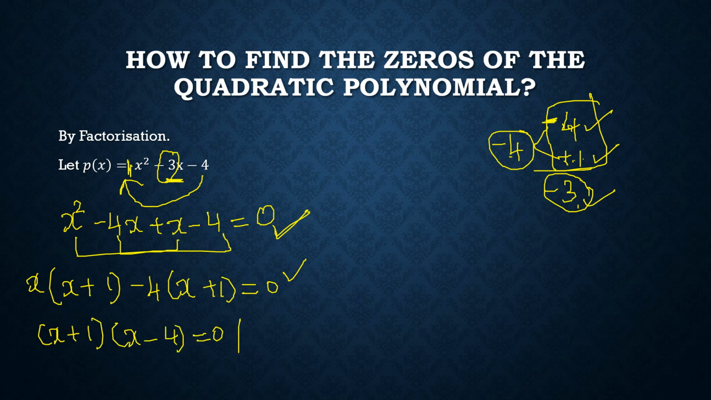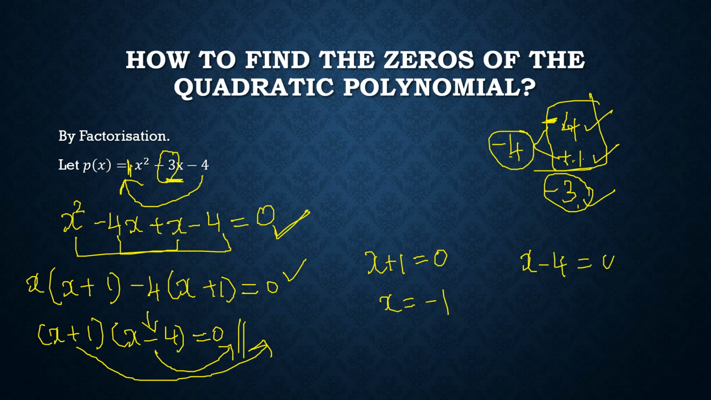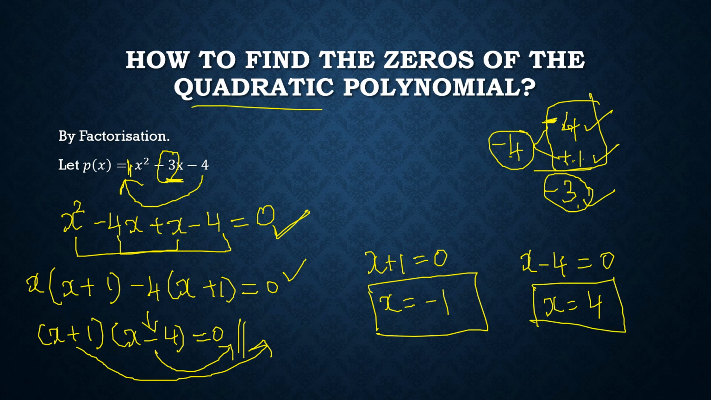So now this is the factor form, but we need the zero of a polynomial, right? So I'm going to move this x minus 4 to this side. Then I will have x plus 1 equal to 0. Then what is the value of x? It's equal to minus 1. Then I'm going to move this x plus 1 to the other side, having x minus 4 on the LHS itself. Then x minus 4 equal to 0 and x equal to 4. So x equal to minus 1 is one zero of the polynomial, and x equal to 4 is the other zero of the polynomial. Since it's a quadratic polynomial, we will get two zeros.